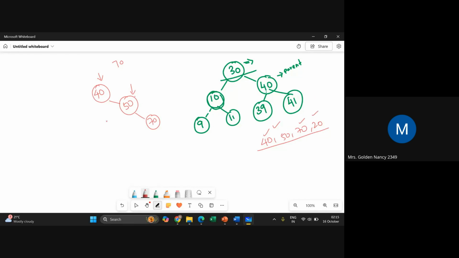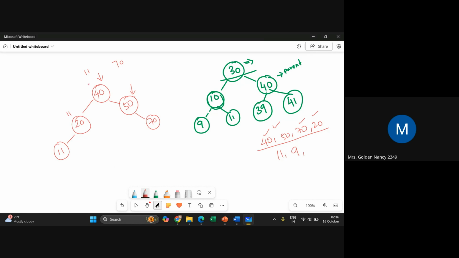Then 20, which is smaller than 40, so it will be in the left subtree. Suppose 11 is another node and 9 is another node. For 11, first you check with the root node. 11 is lesser, so it comes to the left subtree, and check with this node. 11 is lesser than 20, so it will be in the left subtree of this parent node. Another is 9.